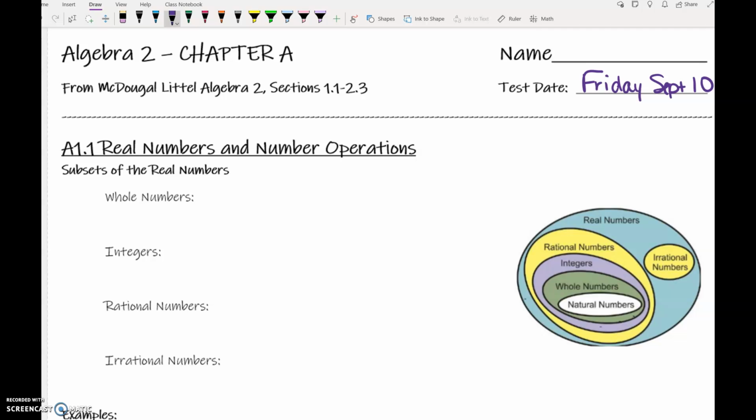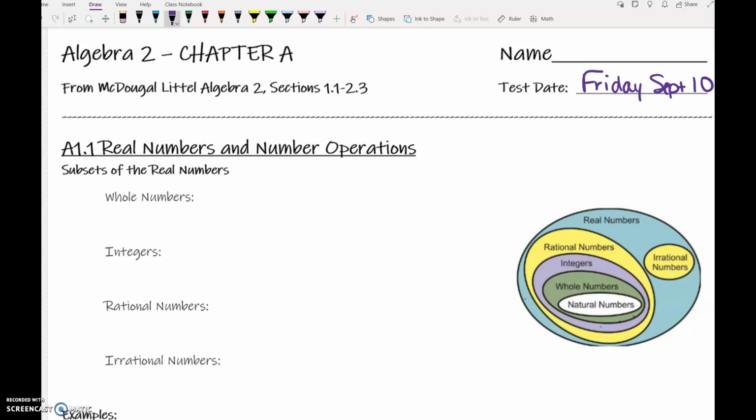Notice this one on the left, the natural, whole, integers, rational. Do you see how it's a bubble within a bubble within a bubble within a bubble? What this means is if I take a natural number, for example, 3 is a natural number. It's also a whole number. It's also an integer, and it's also a rational number. It is everything that it is within. 3 is not an irrational number. An irrational number is not going to be any of these.